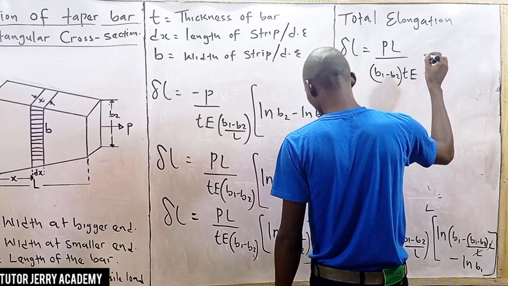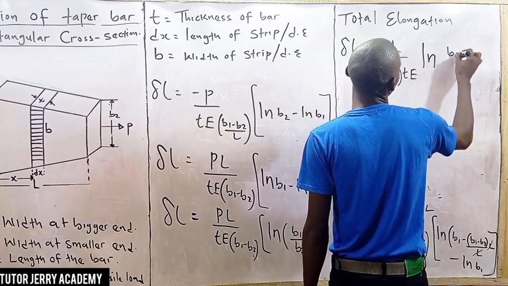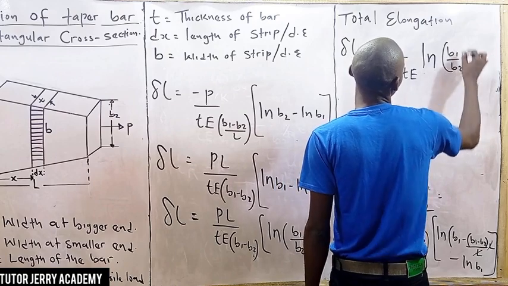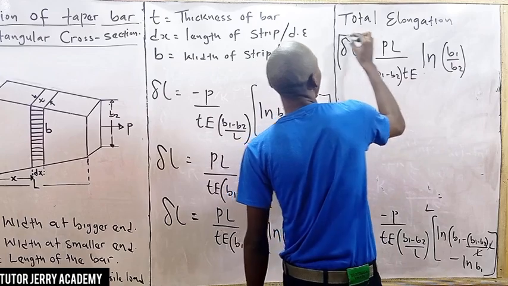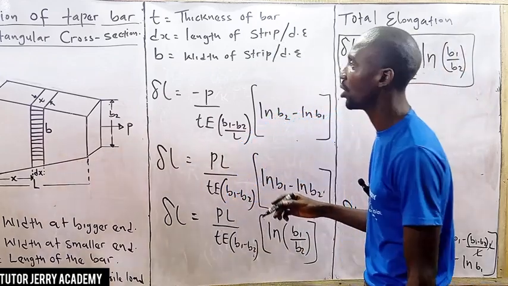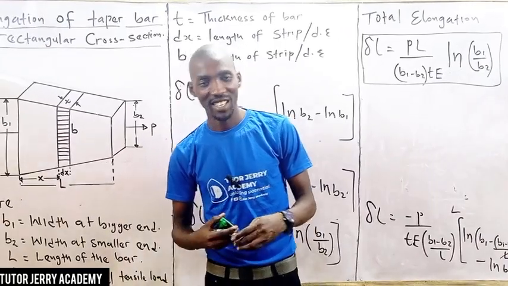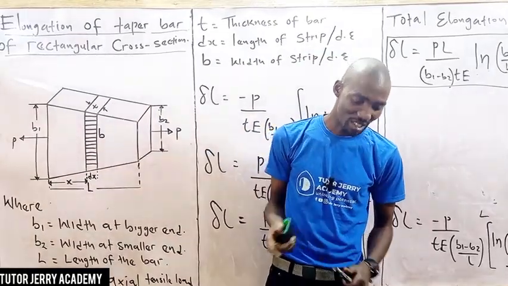This is the formula derived for the total elongation of the rectangular course. So learn that new thing.